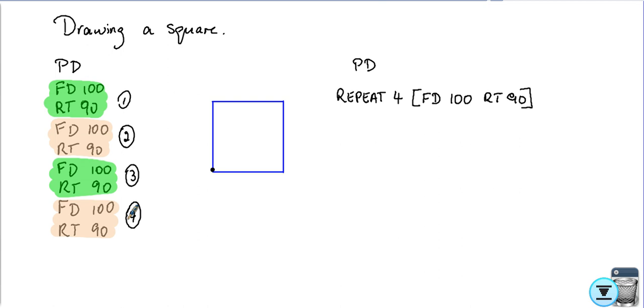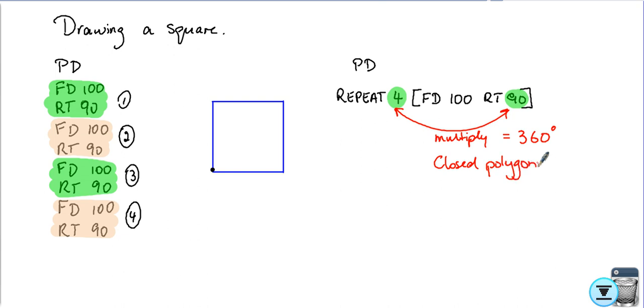But I want to note something else here. Look well at this number and this number. What happens if I had to multiply 4 by 90? If I had to multiply 4 by 90, I will get 360 degrees. This shows me that I have a closed polygon. In this case, it was a square. It could have been anything else.